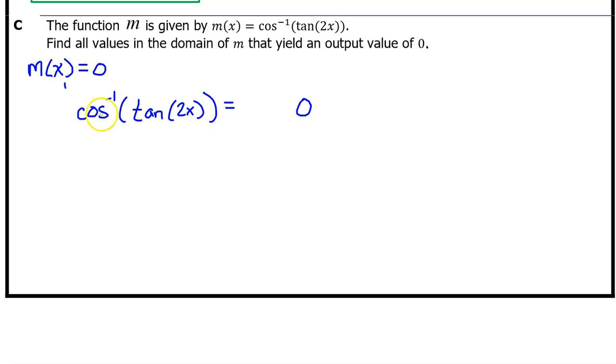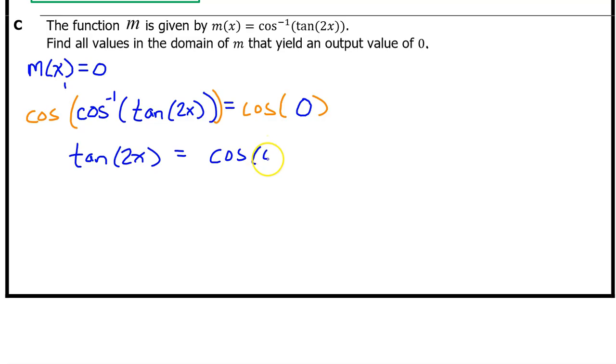Arc cosine and cosine are inverse functions, so you can sort of cancel out arc cosine by taking the cosine of both sides of this equation. So the cosine and the arc cosine cancel each other out, and we end up with tangent 2x on the left-hand side is equal to cosine of 0 on the right-hand side.